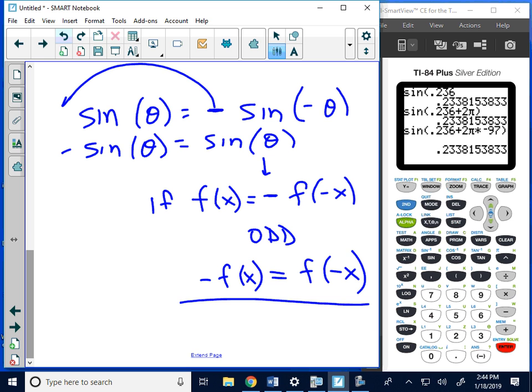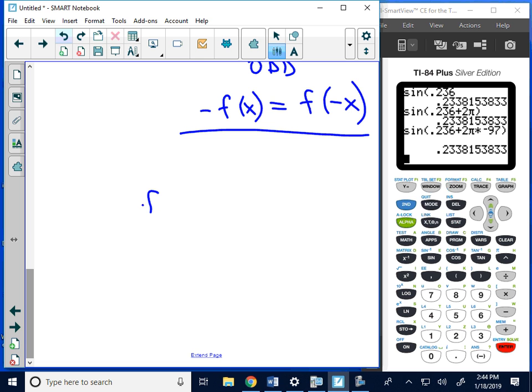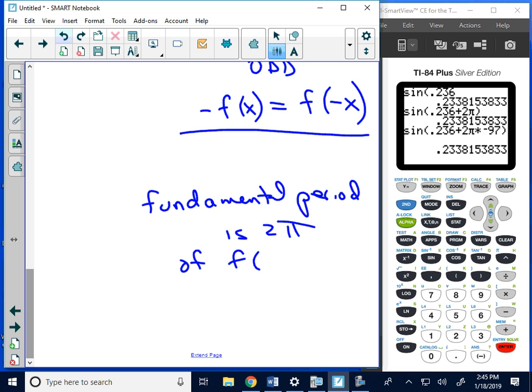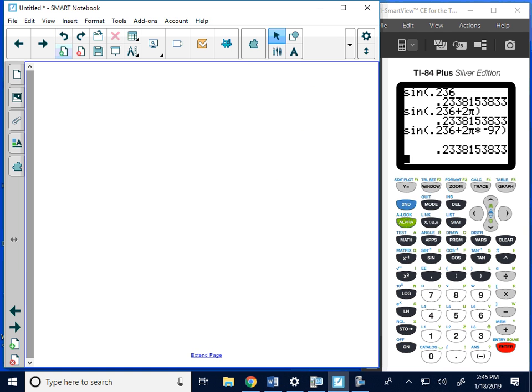Okay, so we got domain, we got range, we got period. And maybe we should just write that, the fundamental period, because you'll see that word, is 2 pi of the sine function. Now, once you have all that figured out for sines, cosines are almost exactly the same. There's one change. Let me do cosine.